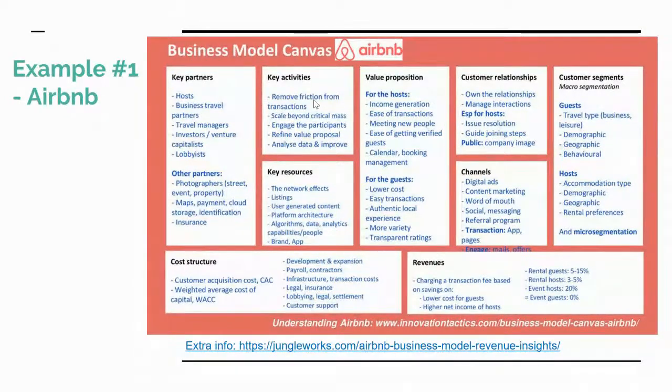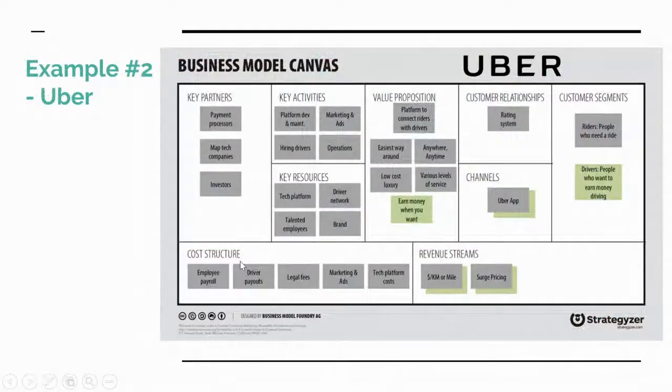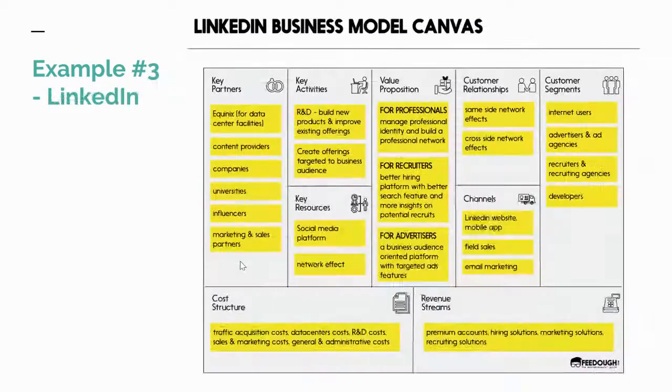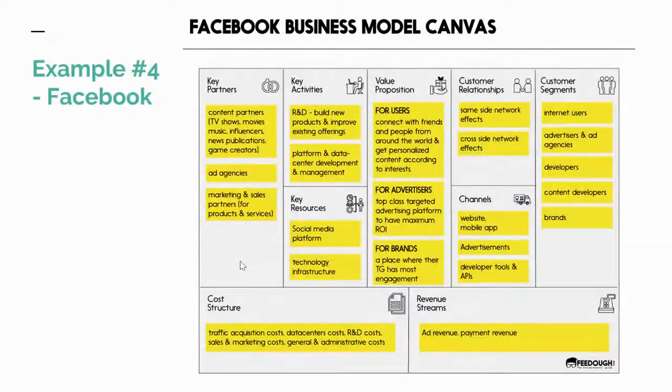Okay, so moving on lastly to the cost structure. What is needed and contributes to the cost structure? It could be payroll, contractors, lobbyists, legal settlements, and customer support as well. If you need more information, you can have a look at the link here. Not only that, I also give you some different examples from different big companies.